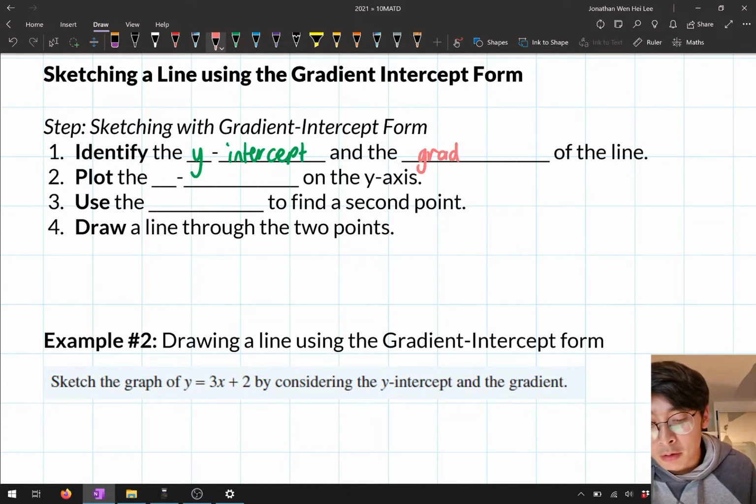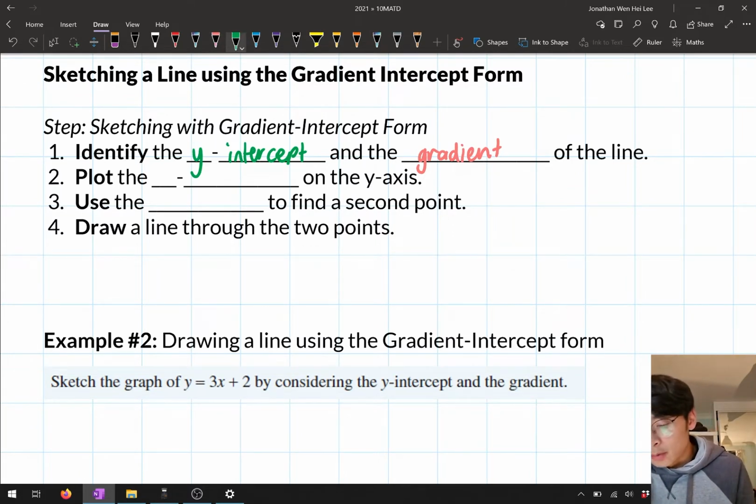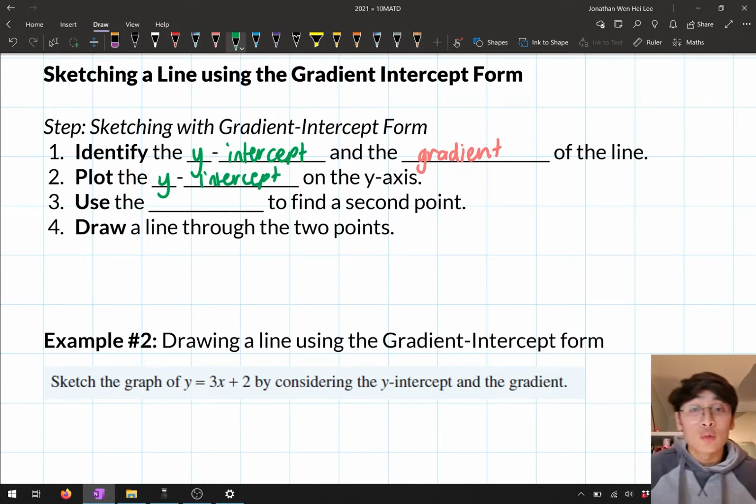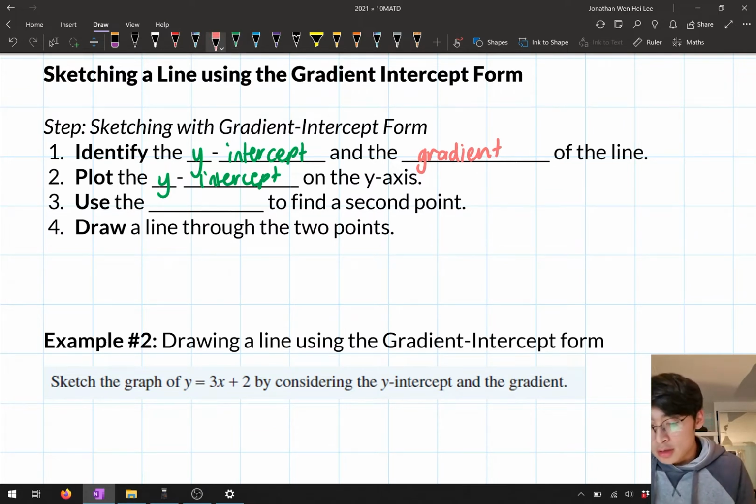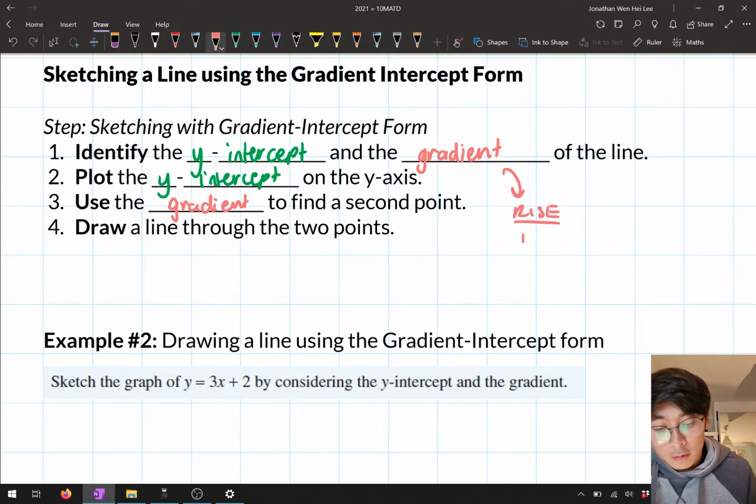So the first step is to write out what is the gradient m and what is the y-intercept b, and just match it up. Then we plot the y-intercept on the y-axis. Once we've found what the y-intercept is, we go to our y-axis and put a dot at where that value is. Then the following step is we use the gradient to find another point. Now just remember the gradient is just rise over run.